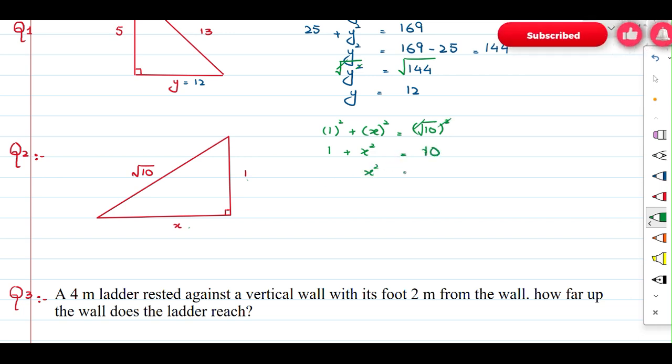So x square is equal to 10. Shift the 1 to the other side, minus 1, which is equal to 9. And to get the value of x, we need to take again the square root on both sides. Root x and root 9, the square and square root cancel out. And you will get x is equal to 3 because root of 9 is 3.